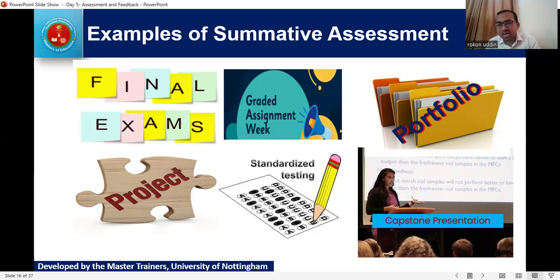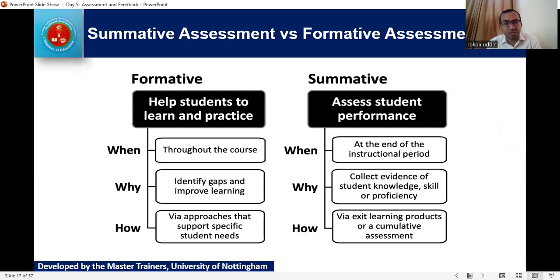Which assessments are formative assessments, and which assessments are summative assessments? Formative assessments have some aspects, and summative assessments also have some aspects, which I have already discussed. Let us tell about these two assessments more.